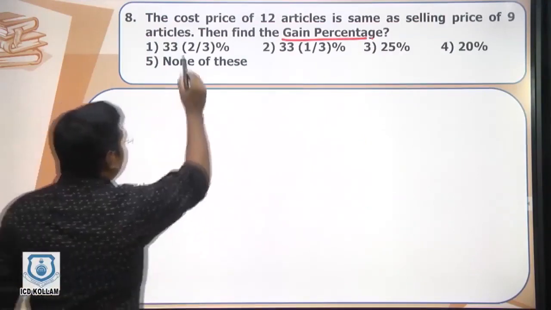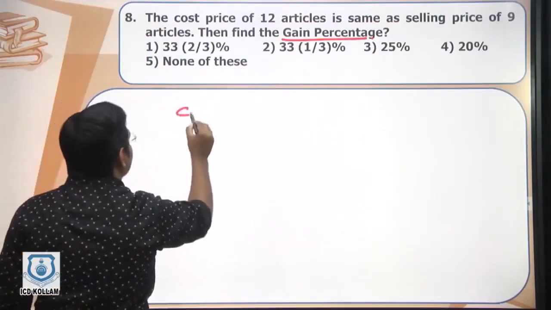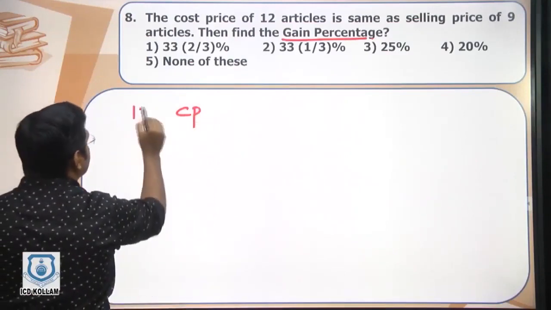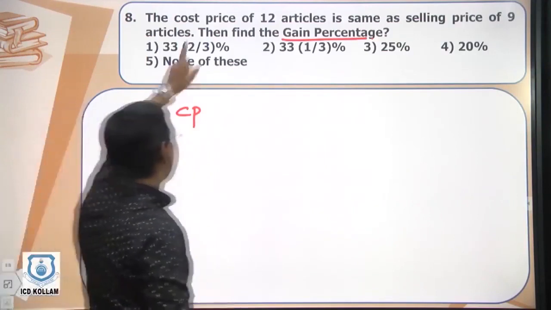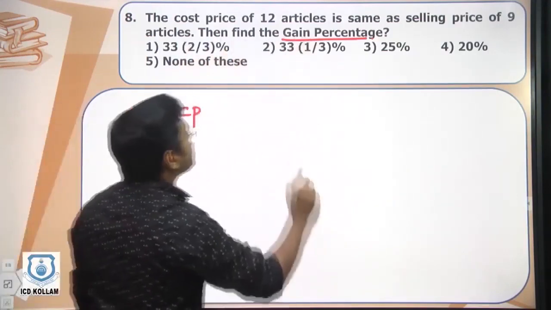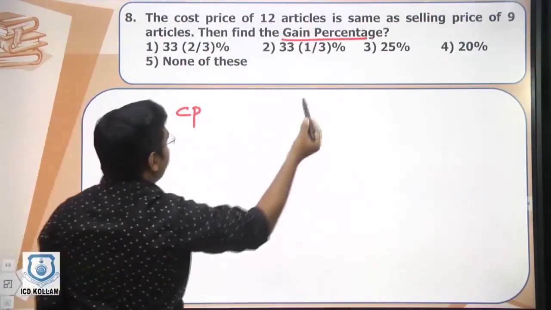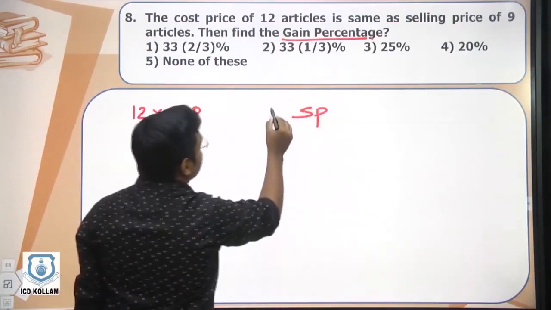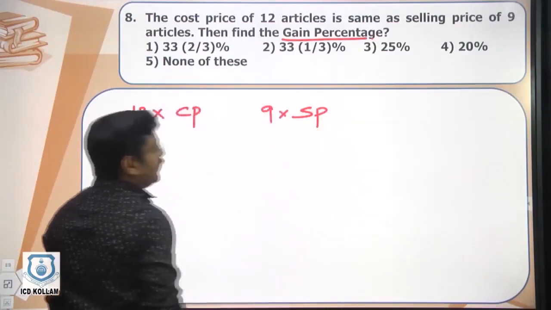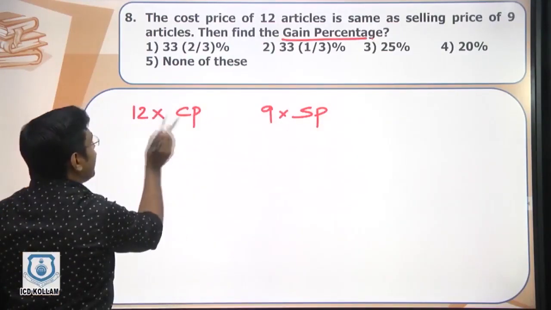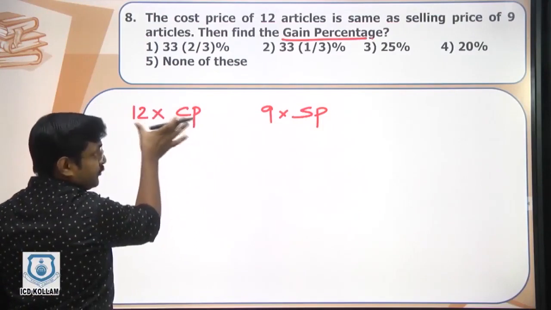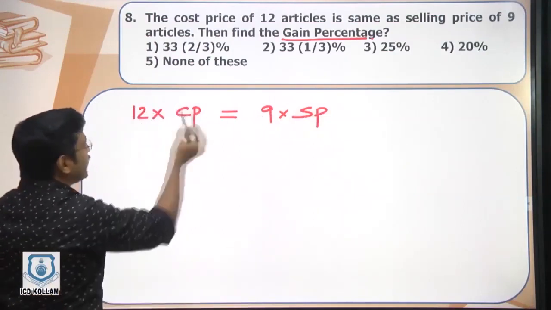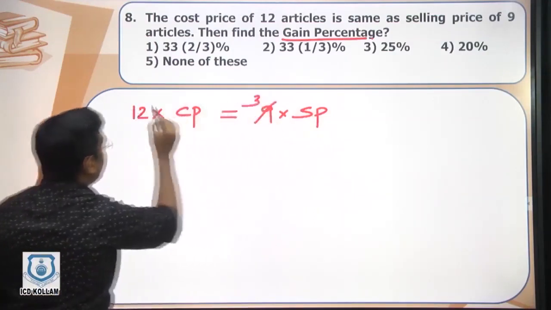Listen, the cost price of 12 articles. I am assuming the cost price of 1 article as CP. Then for 12 articles, it is 12 into CP, because it is clearly given the cost price of 12 articles is the same as the selling price of 9 articles. Again, I am assuming the selling price of 1 article as SP. Then for 9 articles, it is 9 into SP, right? And it is clearly given that the cost price of 12 articles is equal to the selling price of 9 articles. On cancelling these values, 3 it is 3 times and 3 it is 4 times.